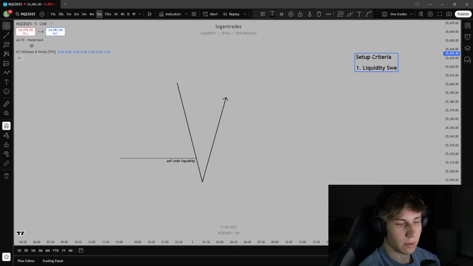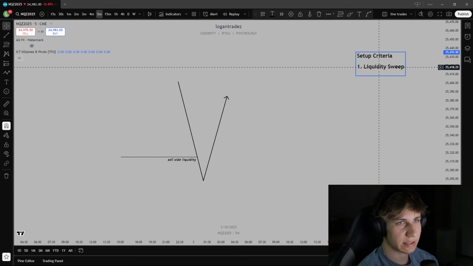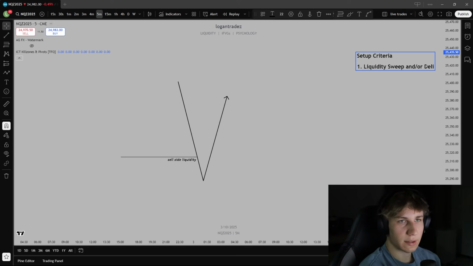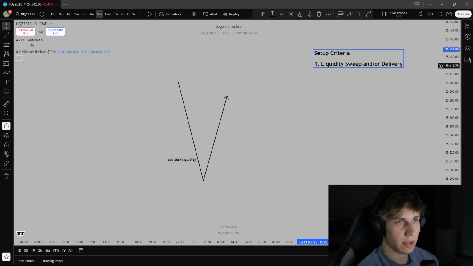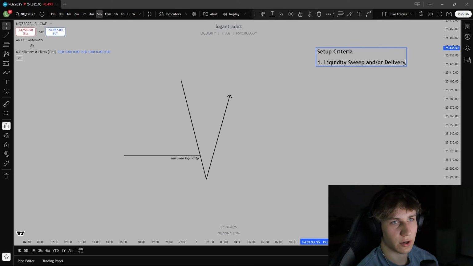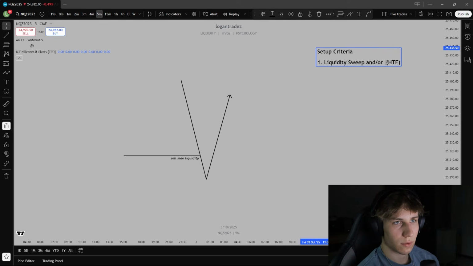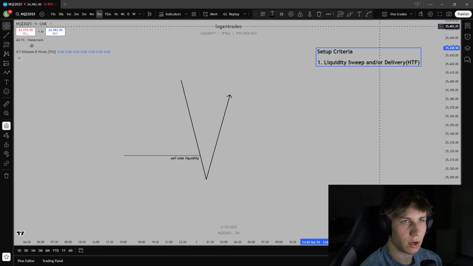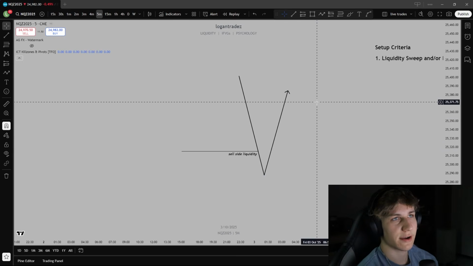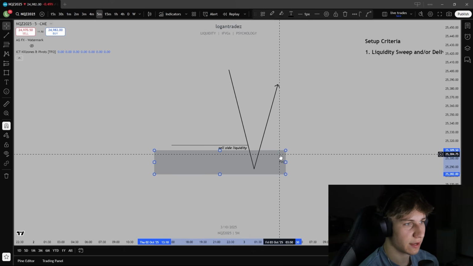All right. And number two is going to be, actually, I'll put it up both on number one, and/or delivery, right? And both of these you're going to want to be on the higher time frame. So I'll put parentheses, higher time frame, or delivery. Both of these are higher time frame. So you're going to want a higher time frame sweep, higher time frame delivery, right? Off of a fair value gap, right? You could do a fair value gap.